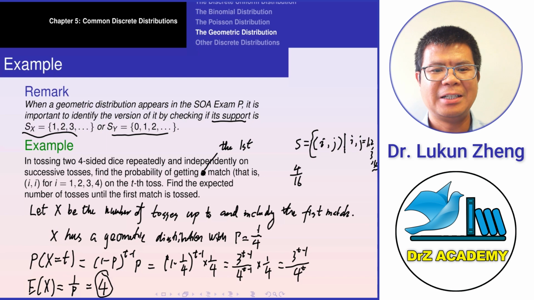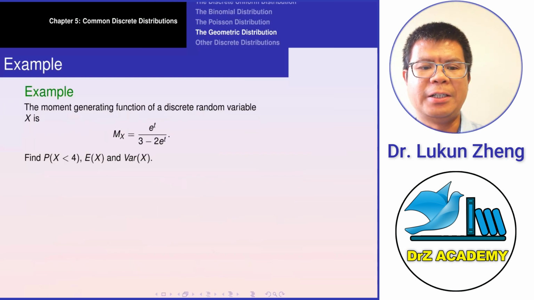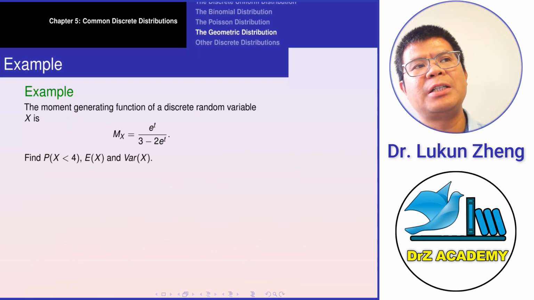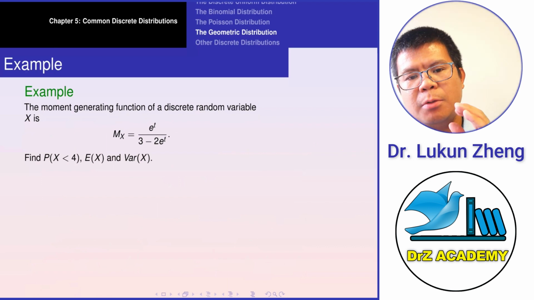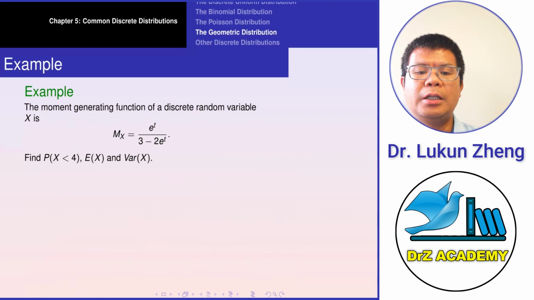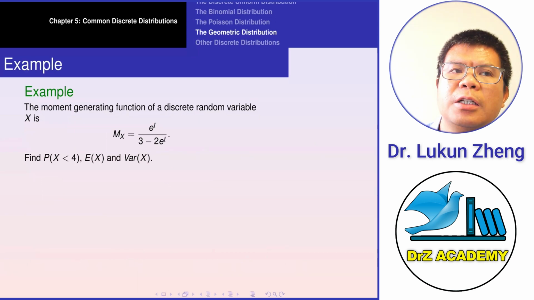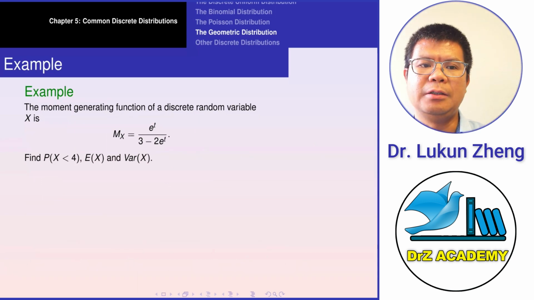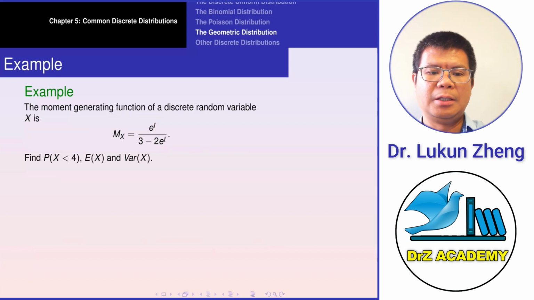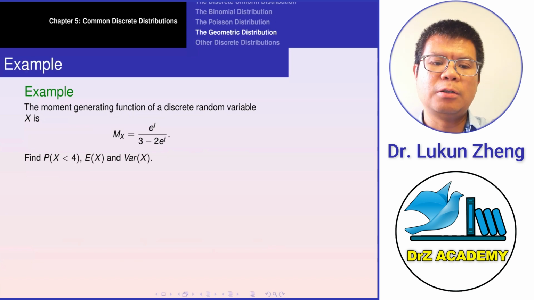Now let's consider this example. The moment generating function of a discrete random variable is given here, and we want to find these quantities. One thing about the moment generating function is that it determines the distribution. Especially for discrete random variables, if you have a moment generating function, then it determines the distribution, so it's a unique solution.